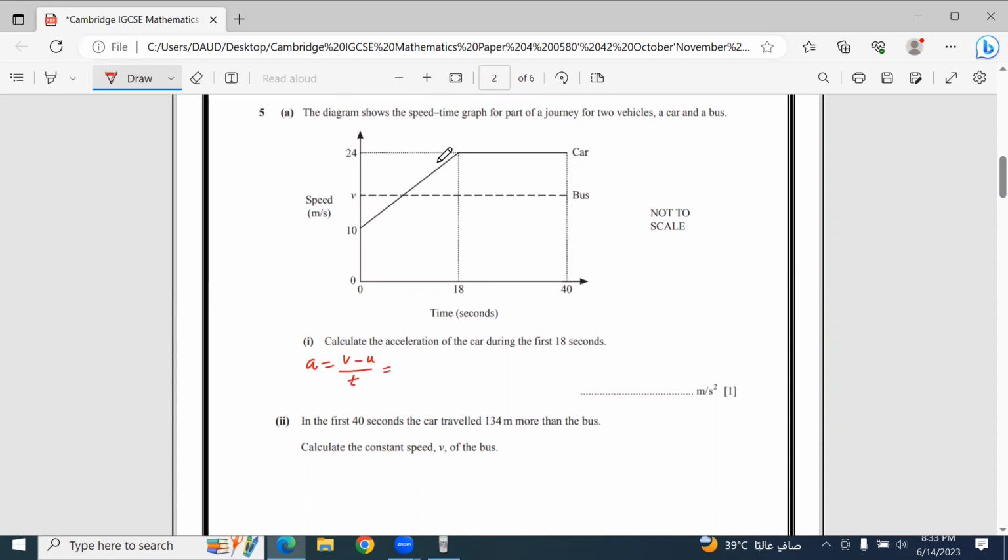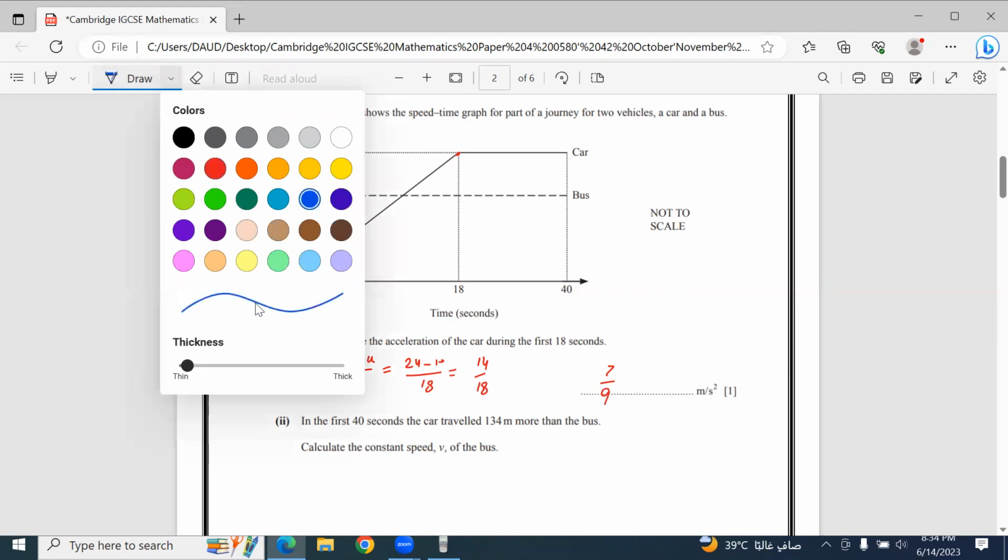In the first 18 seconds, the final velocity is 24 and it started at 10. So 24 minus 10 divided by 18 gives 14 over 18. Both are divisible by 2, so our final answer is 7 over 9. Next step.